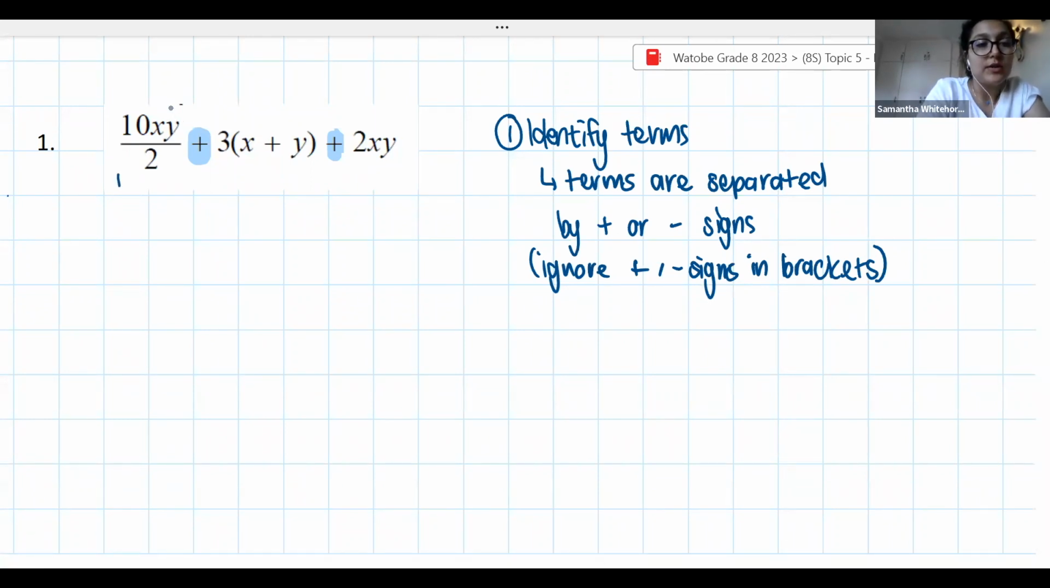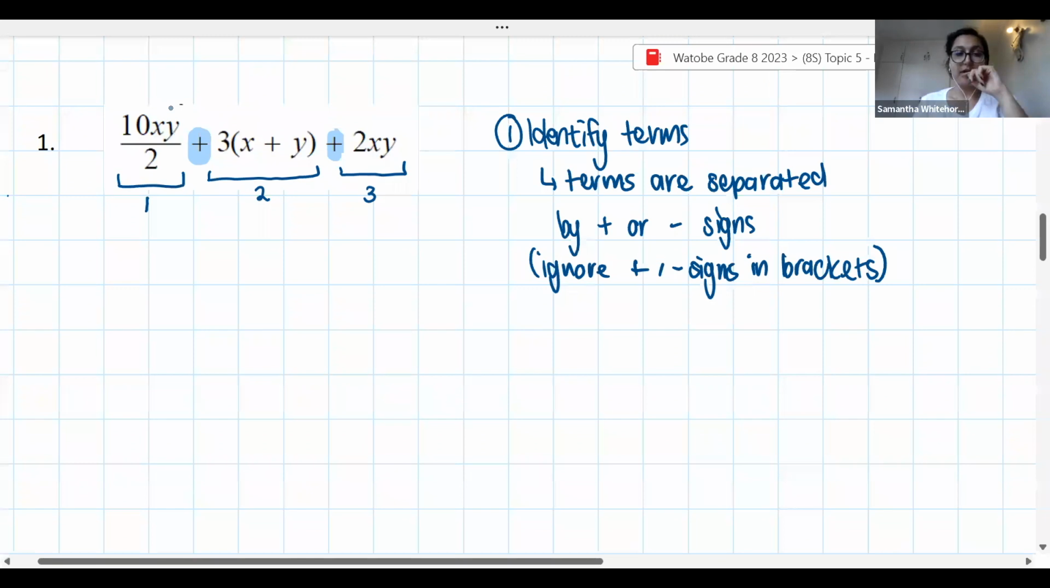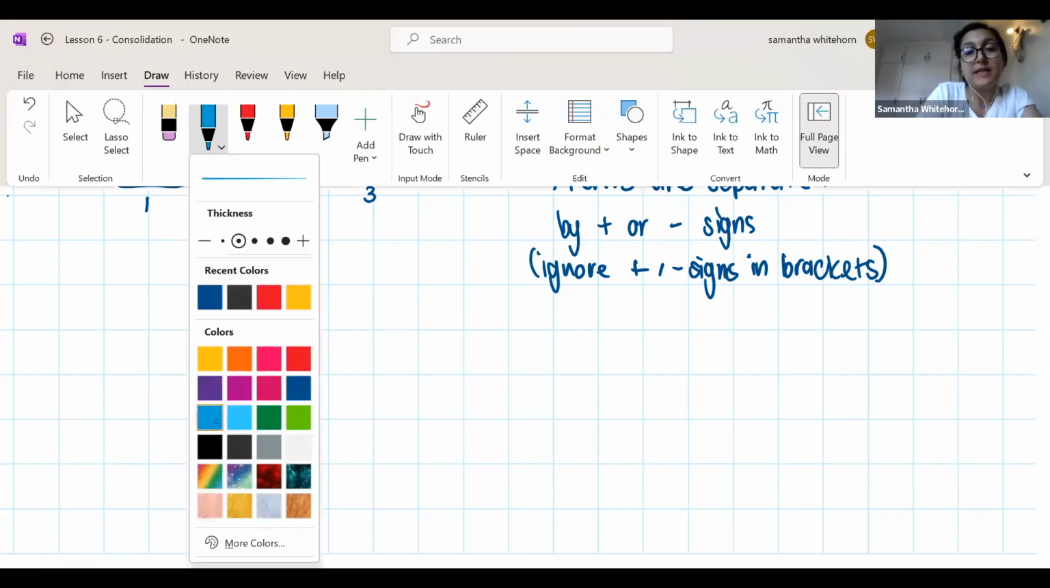So what I now know is that I've got 3 terms. I've got the fraction 10xy divided by 2. I've got 3 times (x plus y) as my second term. And then I've got the plus 2xy as my third term. Now, it's very important that we can identify our terms because we need to make sure that we have simplified our terms before we start looking or trying to add or subtract like terms.